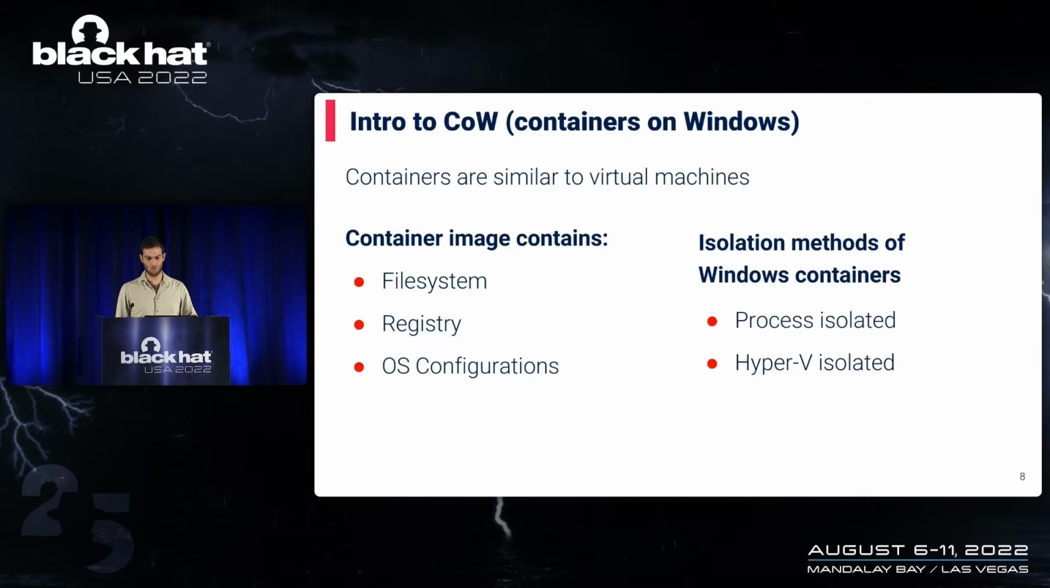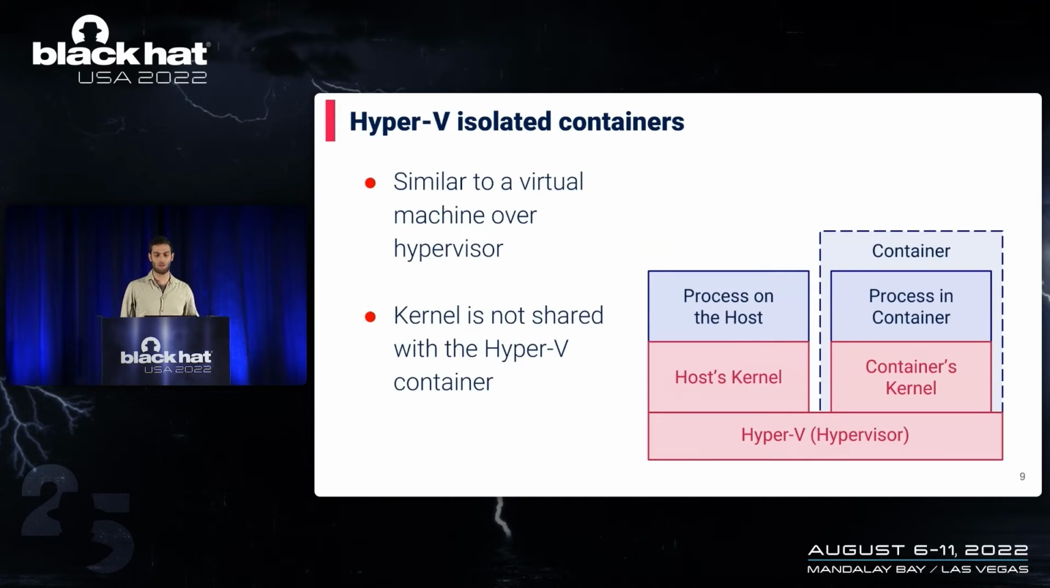But in Windows, it is possible to deploy containers via 2 methods, which define the degree of isolation: process-isolated containers and Hyper-V isolated containers. Hyper-V isolated containers are very similar to virtual machines. They have their own kernel, and they communicate over the Hyper-V of Windows. The container can't interact directly with the host. It has to go over the Hyper-V interface. Therefore, they are more secure, but it comes with computational overhead.